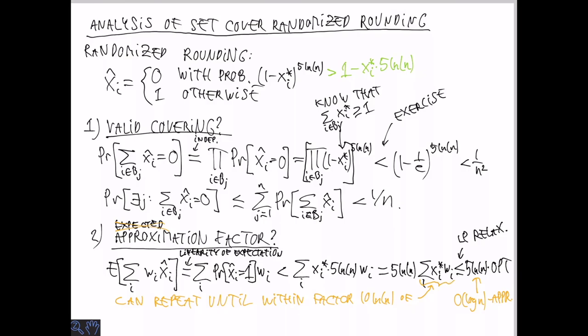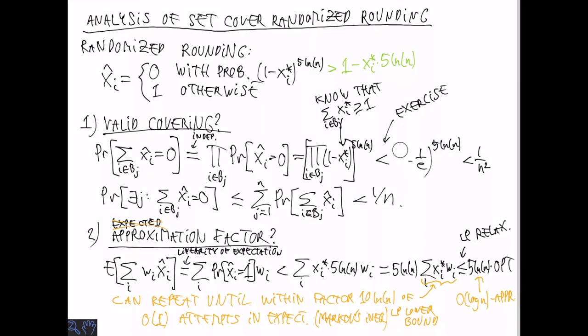So this was just expected, but we can actually get this for sure if we just repeat this whole thing until we get something that is within a small factor of the LP lower bound. And by Markov's inequality, we are going to succeed with constant probability each time we try, so the expected number of attempts we need is going to be constant. So a small correction to the bound I wrote before, it can actually be replaced by 1 over e, which gives an even better bound.